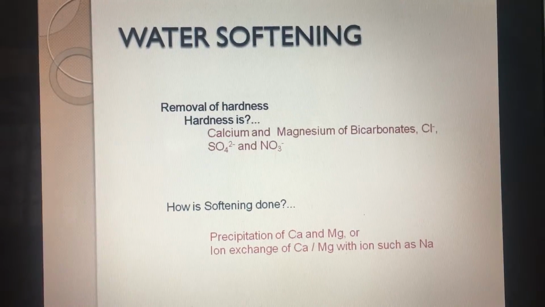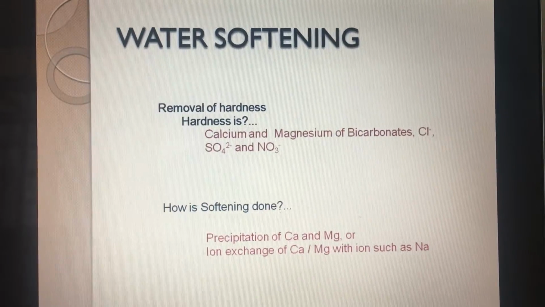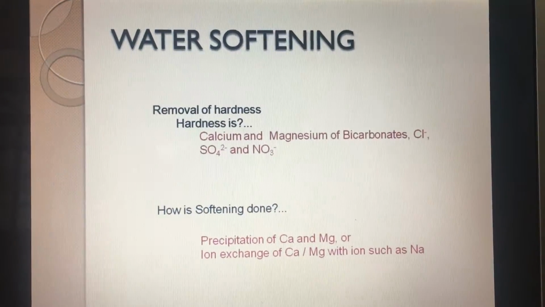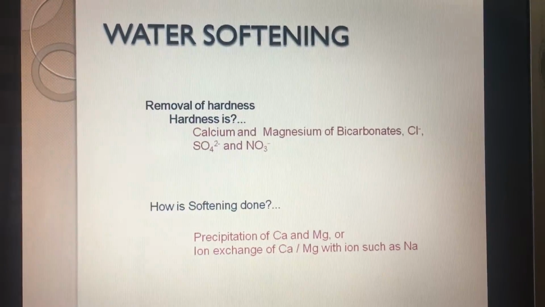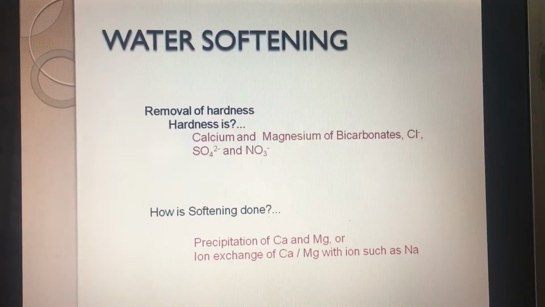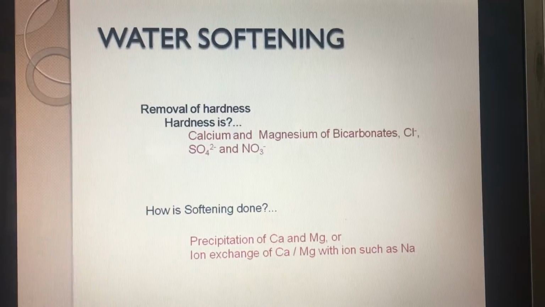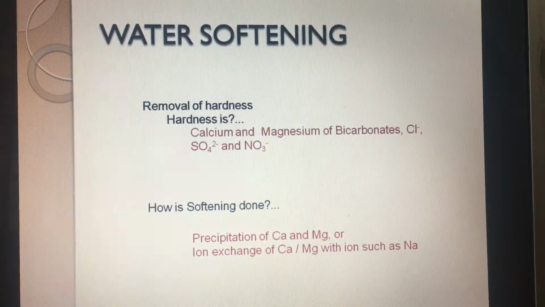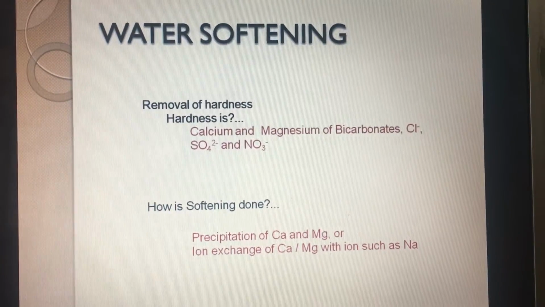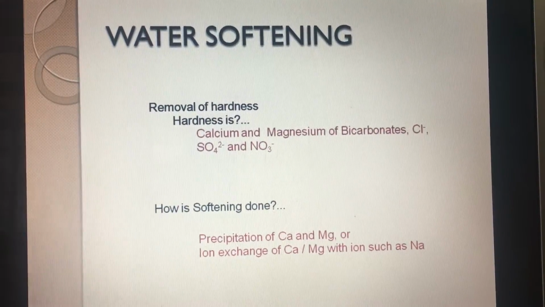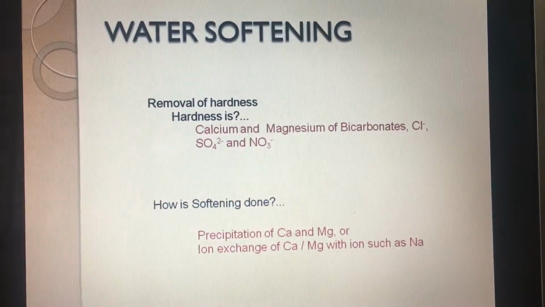When it is used for industrial purposes, scale, sludge, and corrosion can take place. Caustic embrittlement can also be caused by dissolved salts of these ions. So the softening technique is important now, because the hardness can be removed from the water by different techniques. The removal of these ions from the water is nothing but the softening technique.